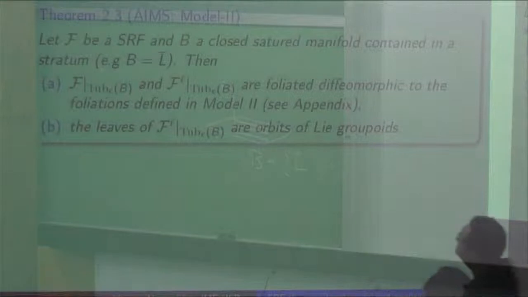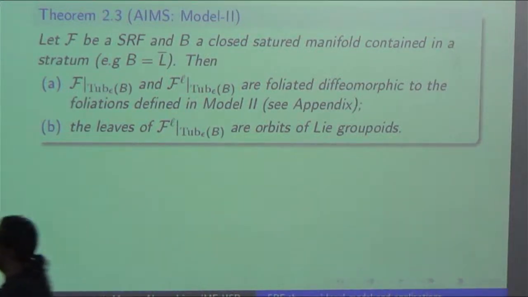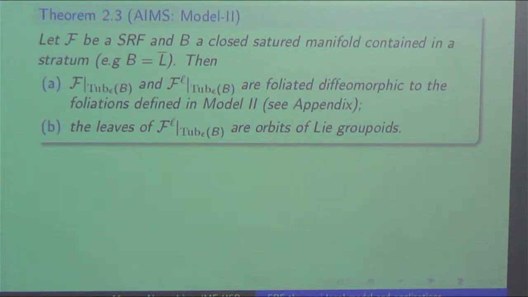So you have a foliation here, and you have your fibers, and you have a foliation in the bases. And what happens in this case is that, again, you have a kind of connection, but what we call a partial connection. You are allowed to make parallel transport, but just along the leaves, not in other directions. And this is the so-called model two. And the model two describes the general situation. So if you have a foliation and the FR are also diffeomorphic to something that we describe in model two, and the leaves are, in fact, orbits of a Lie groupoid.